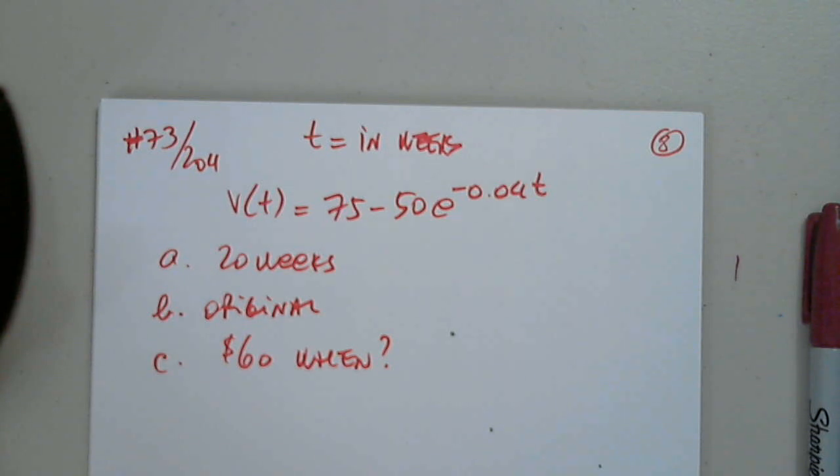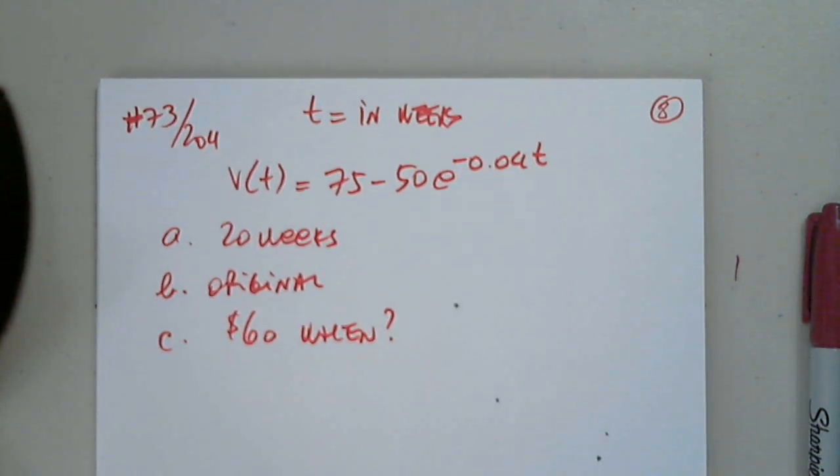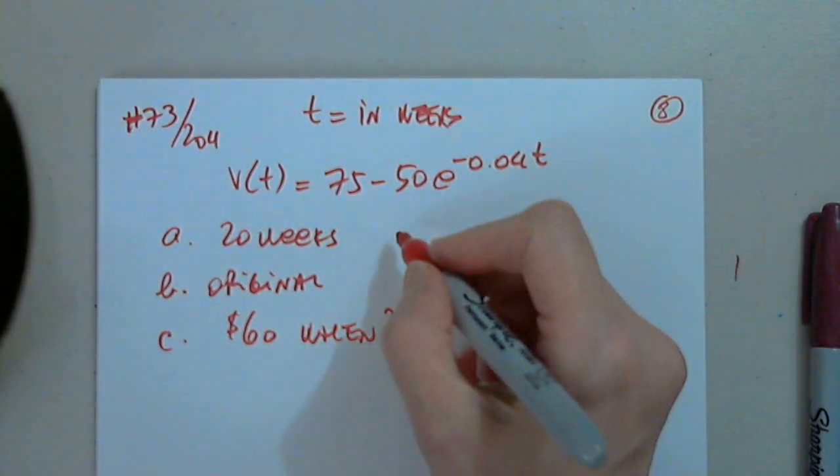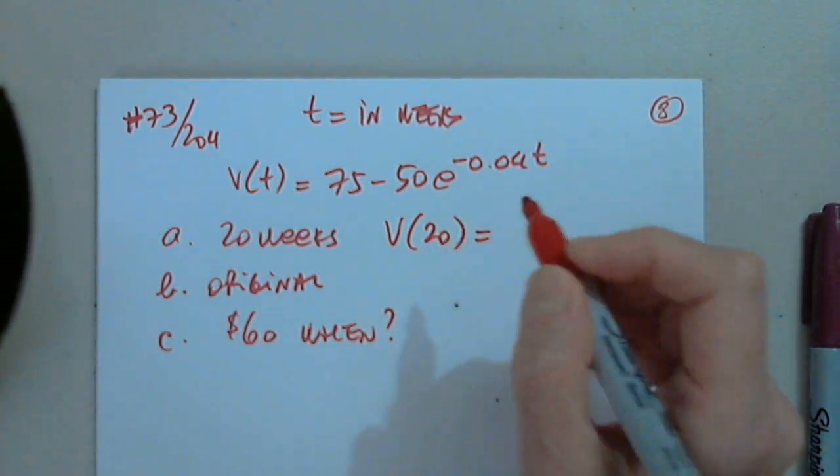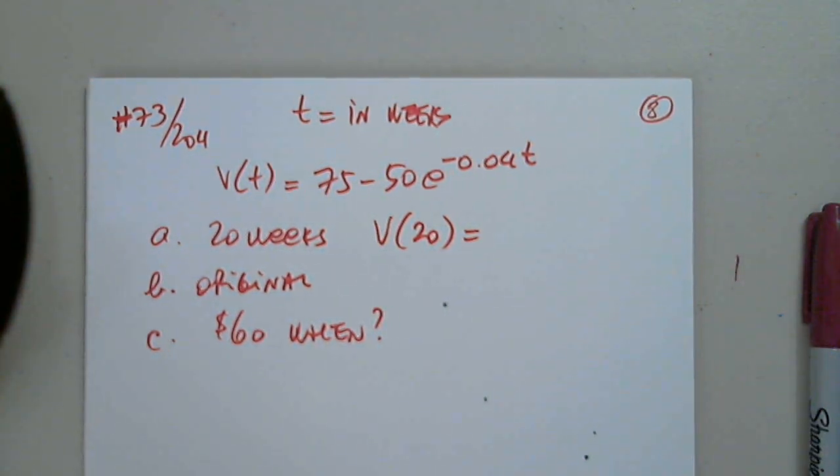Again, this is only algebra. So we're asked to find the value of the stock after 20 weeks. What are we asked to do? What are we going to do? We just have to plug in 20. Where's the t? Exactly, V of 20. And we'll come back and plug it in the calculator.